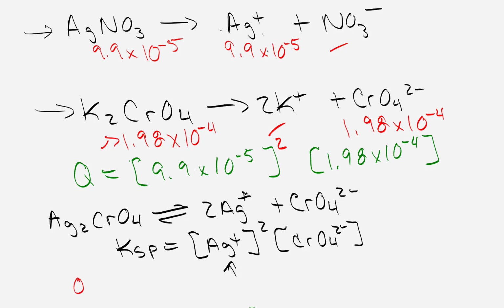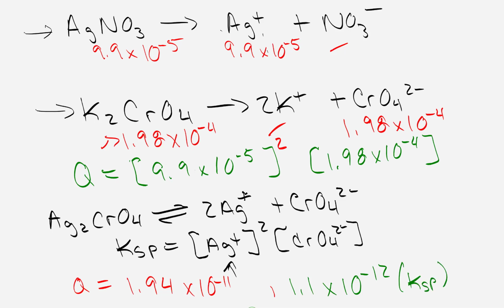So when I put that into my calculator, I get that Q equals 1.94 times 10 to the negative 11. So my KSP value was 1.1 times 10 to the negative 12. So what does this tell you? This number here is smaller than this. So we are indeed going to get a precipitate out.